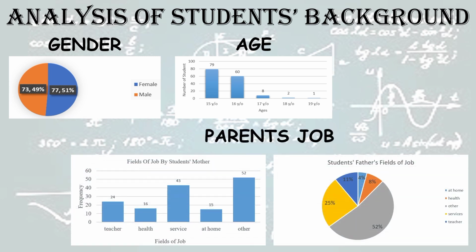Next is the parent job. Based on the bar chart and pie chart, it is clearly shown that most of the parents work in the other field. There are a few parents who are not working, with the least frequency of 15 mothers and 6 fathers.